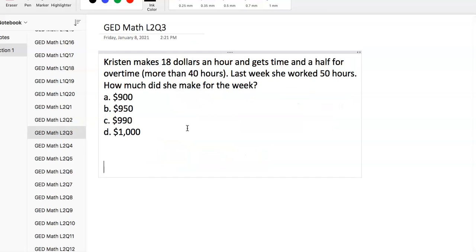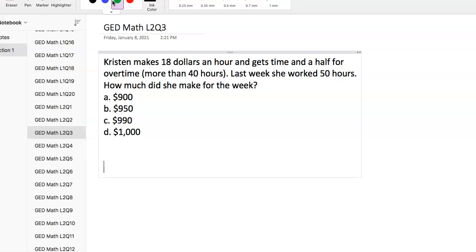Question 3. Okay, time and a half, right? So these questions show up a lot. Kristen makes $18 an hour and gets time and a half for overtime, more than 40 hours. Last week, she worked 50 hours. How much did she make for the week?